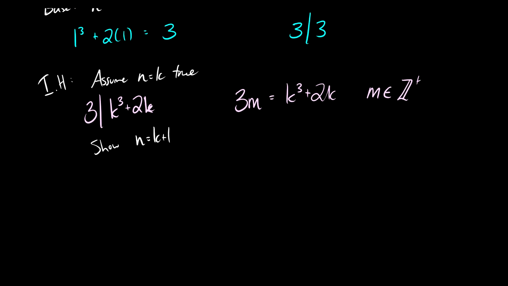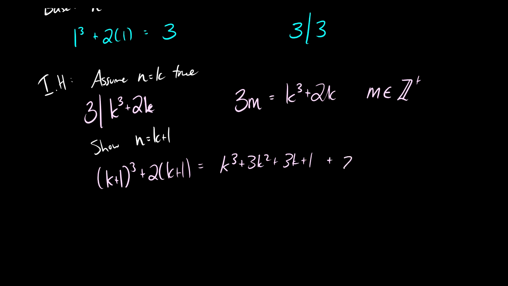So let's substitute k plus 1 for n. So we're going to get k plus 1 cubed plus 2 times k plus 1. Let's expand this. So k plus 1 cubed is going to be k cubed plus 3k squared plus 3k plus 1. We know that from the binomial theorem. And 2 times k plus 1 is going to be plus 2k plus 2. Let's group our like terms and see if it's divisible by 3. So you have k cubed plus 3k squared plus 5k plus 3. This isn't good. It doesn't look like it's divisible.